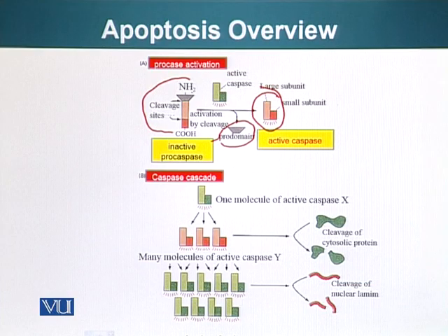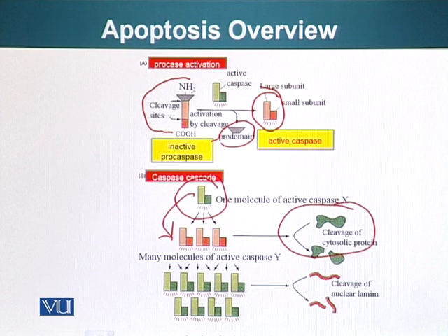Now let's see how the caspase cascade works. One molecule of caspase X gets activated, whatever that is. Once it is activated, it will go and cleave other molecules of a different type of caspase. Let's, for example, say these are caspase Y. So caspase X will cleave and activate many molecules of caspase Y, which can, for example, degrade cytosolic proteins mentioned here.